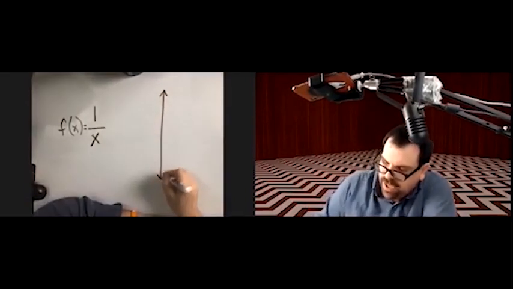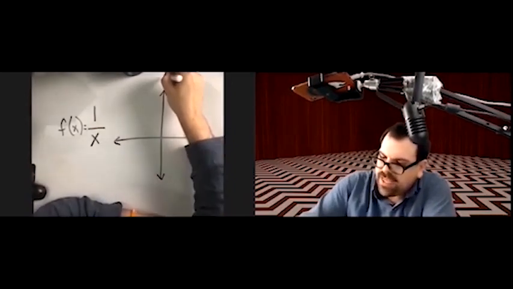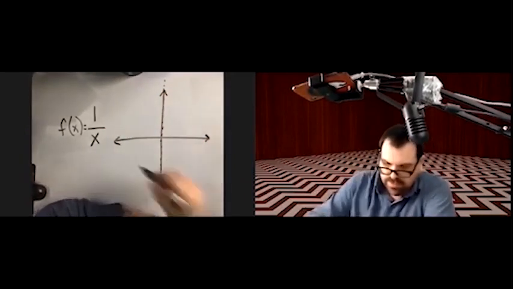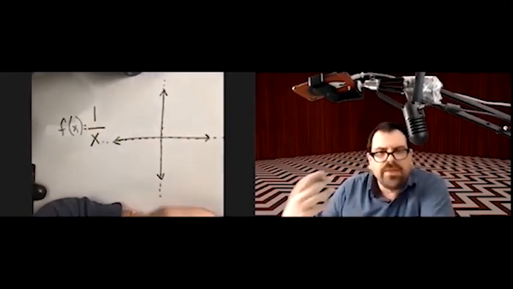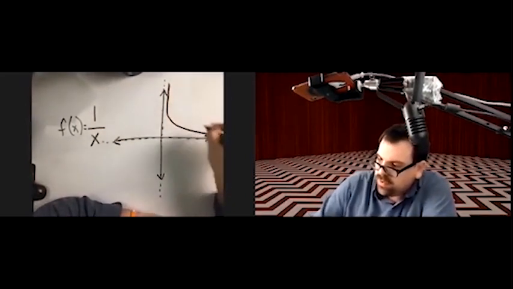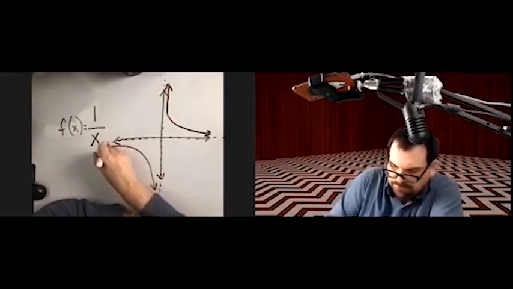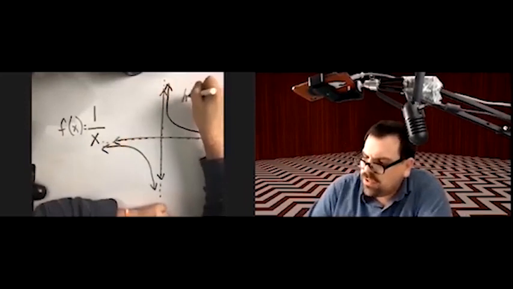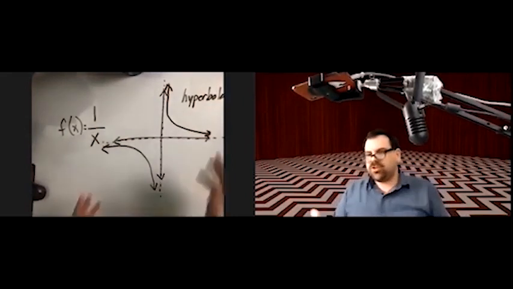And if we have a coordinate plane, this graph has this dotted line thing where the two axes are. And the graph is in two sections, one up here and the other down here. Now, this graph is called a hyperbola. It has two legs.